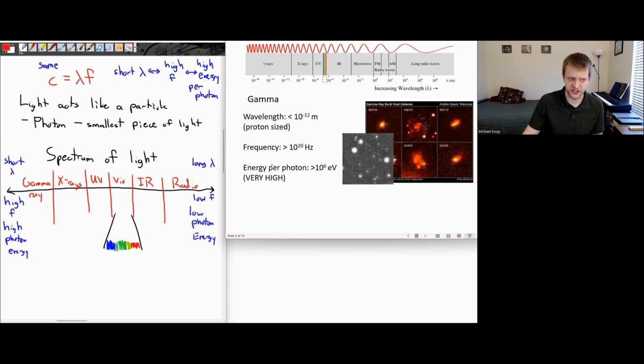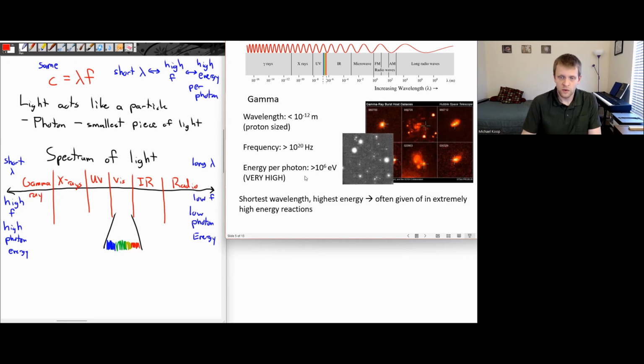So let's start with gamma rays. This is the shortest wavelength, highest frequency, and highest photon energy. These photon energies, again, I don't expect anyone to memorize, but just for comparison, we have these units of electron volts. You can just think of that as some unit of energy. And ordinary light, we're going to see, is around 1.5 to 3 electron volts of energy per photon. Not very much. These gamma rays are more than 1 million times more energetic per photon than visible light.